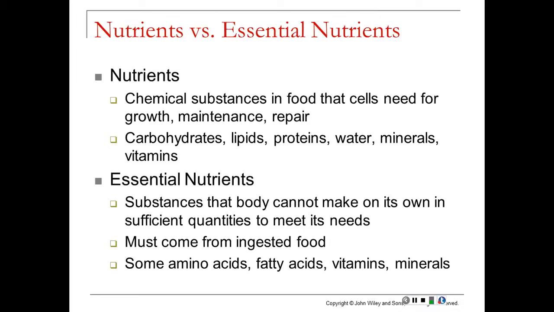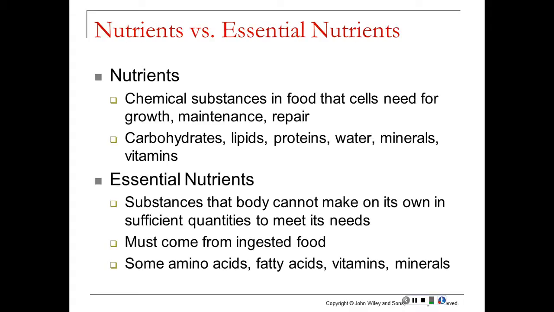Nutrients are chemical substances in food. These are the chemical substances that our cells need for growth, repair, and maintenance. These include things like carbohydrates, lipids, proteins, water, which most people don't think of as a nutrient, minerals, and vitamins.